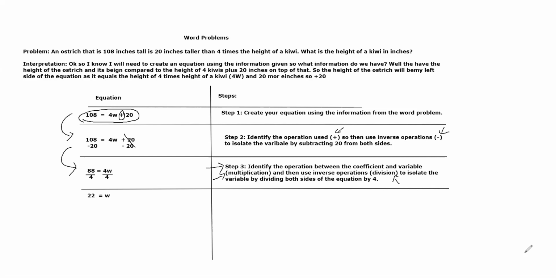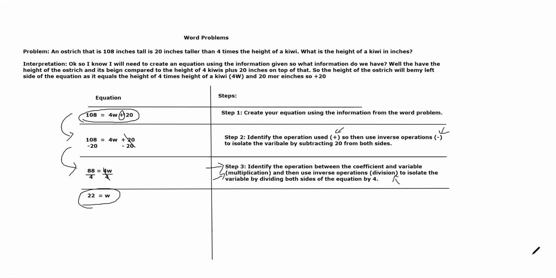Now, 4 divided by 4 just gives me 1. That cancels that out. 88 divided by 4, however, ends up being 22. My W by itself is worth 22, which means that the height of that weird bird, that kiwi, is 22 inches tall or whatever. So yeah, that's how you do a word problem.